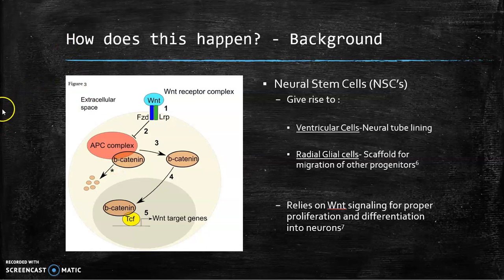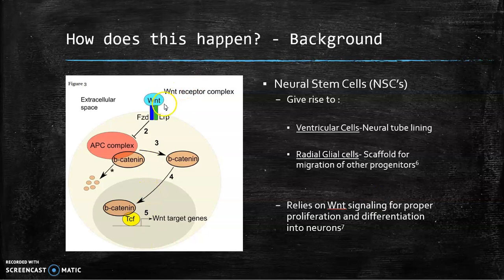So how does this happen? First, I'll give you some background information. Neural stem cells are one of the cells that the parasite actually enters, and I'll tell you how it gets in just a moment. These neural stem cells give rise to the lining of the neural tube, and they also help scaffold the migration of other progenitors into that area and help differentiate into different glial cells. The way these neural stem cells do this, they rely heavily on Wnt signaling, and this helps with proliferation and differentiation into the neurons.